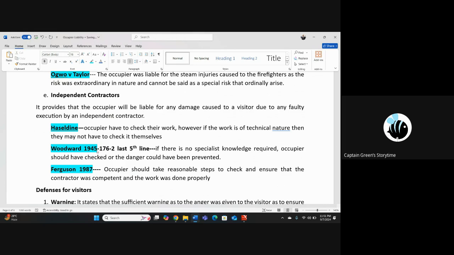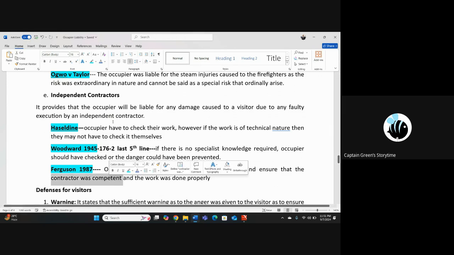Woodward case, the name of the case is Woodward v Cleaner. Then we have Ferguson 1987, in which it was held that the occupier should have taken reasonable steps to check and ensure that the contractor was competent and the work was done properly. This I had always studied with you: the occupier has two responsibilities: to check whether the contractor is independent and competent, and whether the work he is doing is proper or not. After checking that, there will be no liability on the occupier.